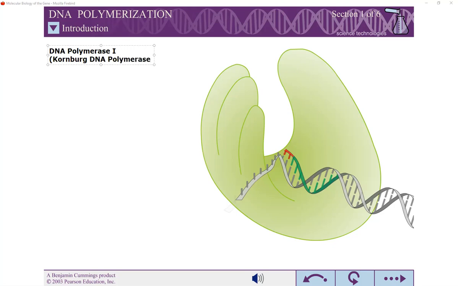Polymerase. Okay. This is the Kornberg DNA polymerase which we are going to talk about. Now, how is this DNA polymerase going to function? That we are going to look forward to. So please have a view.